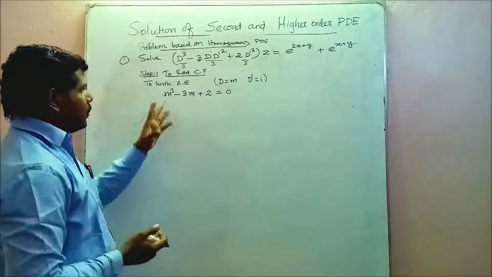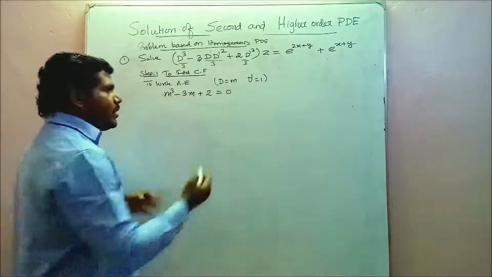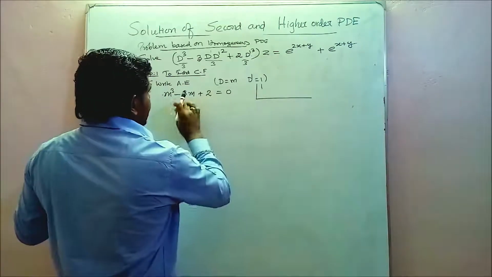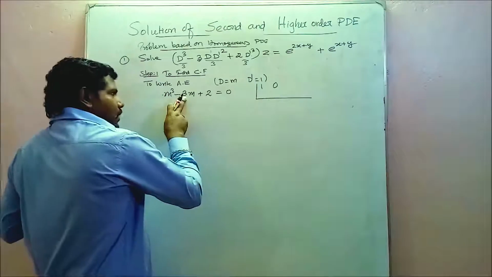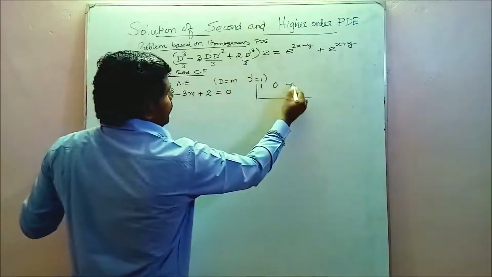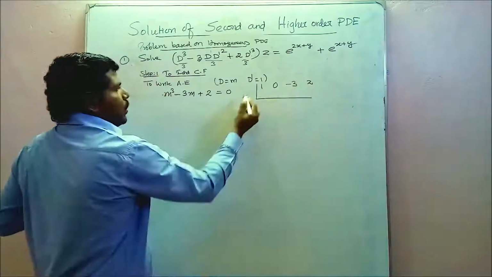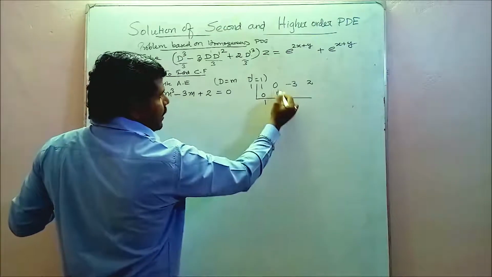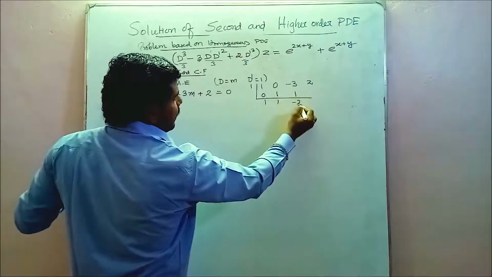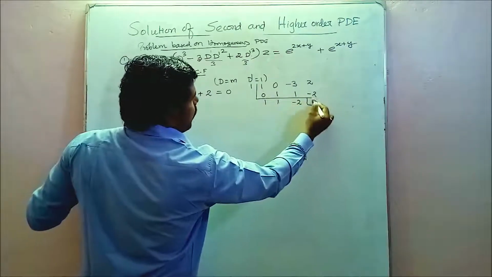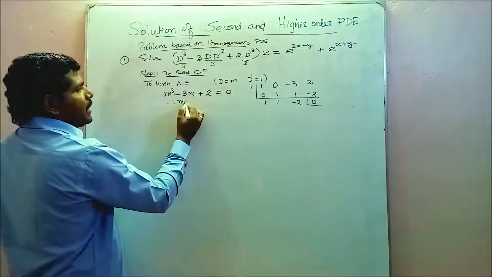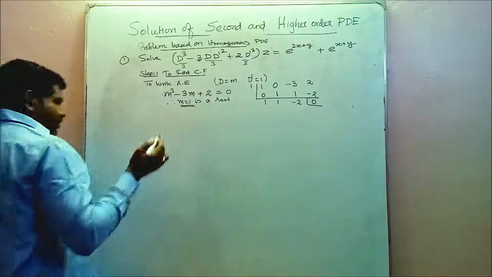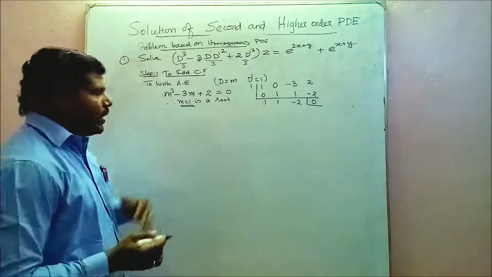How can we solve this? This is a cubic degree equation, so we can use the synthetic division method to factorize and solve. The m cube coefficient is 1, the m square term is not there so 0, the m coefficient is minus 3, and the constant term is 2. Here we can check 1: 1 into 1 is 1, adding gives 1; 1 into 1 is 1, adding to minus 3 gives minus 2; 1 into minus 2 is minus 2, so the last value becomes 0. Therefore m equal to 1 is a root.